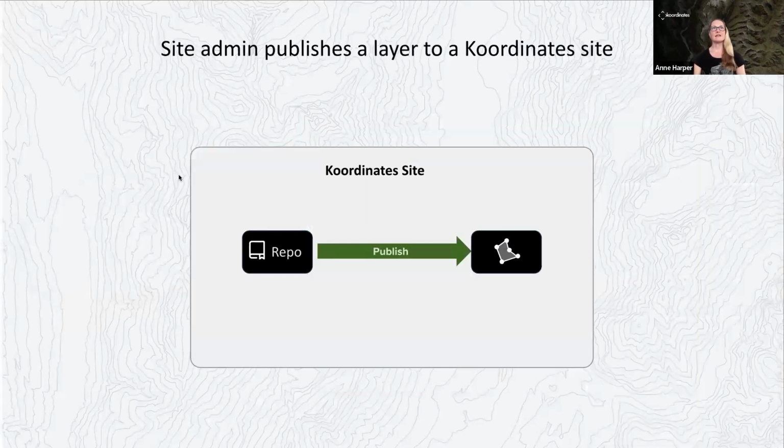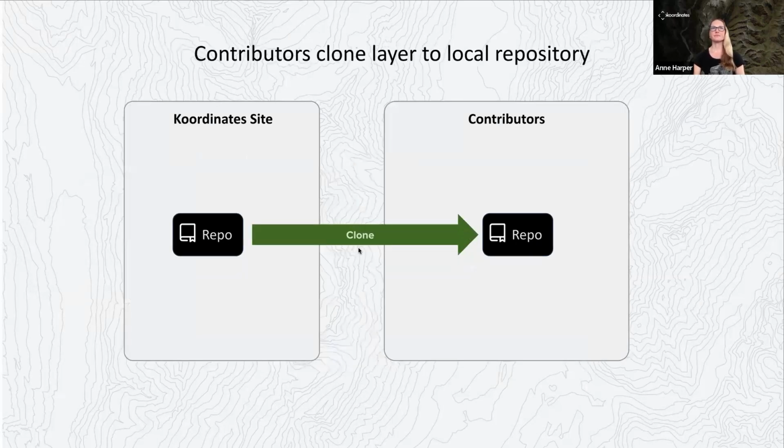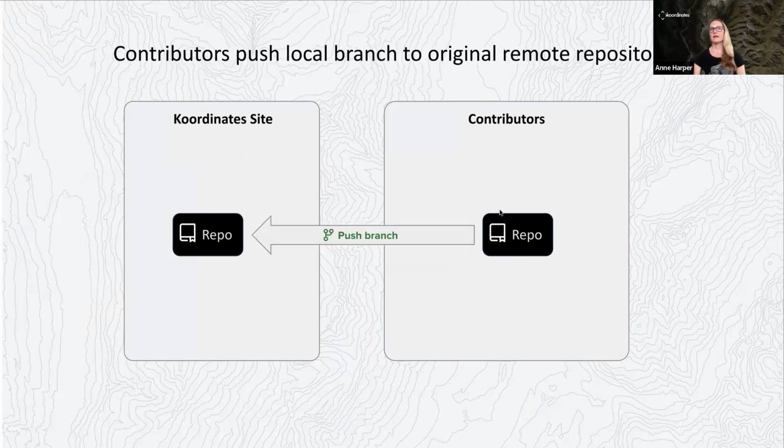I'll step through that again. How it works from the start is a site administrator will publish a data set off a repo. This all happens in the Coordinates site and is done by the site administrator. The contributors, your users, are going to come along and clone the repo from the Coordinates site onto their local machine. They're then going to edit and make all the changes that they want, and then they can push their own branch back up to the Coordinates site, where the administrator can choose the branches. This is the key piece of the puzzle that we're going to run through today.